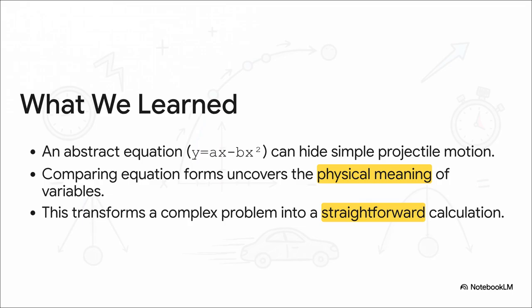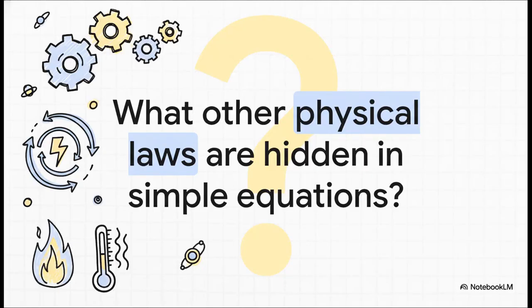By comparing the form of our physics equations to the form of the given one, we unlocked what those variables really meant. And that move right there is what transformed a potentially confusing problem into a pretty straightforward calculation. That is a powerful strategy. And it leaves you with a really fascinating question to think about, doesn't it? Whether you're looking at mechanics or electromagnetism or anything really. How many other fundamental physical truths are just waiting to be discovered, hiding in plain sight inside a simple-looking formula?